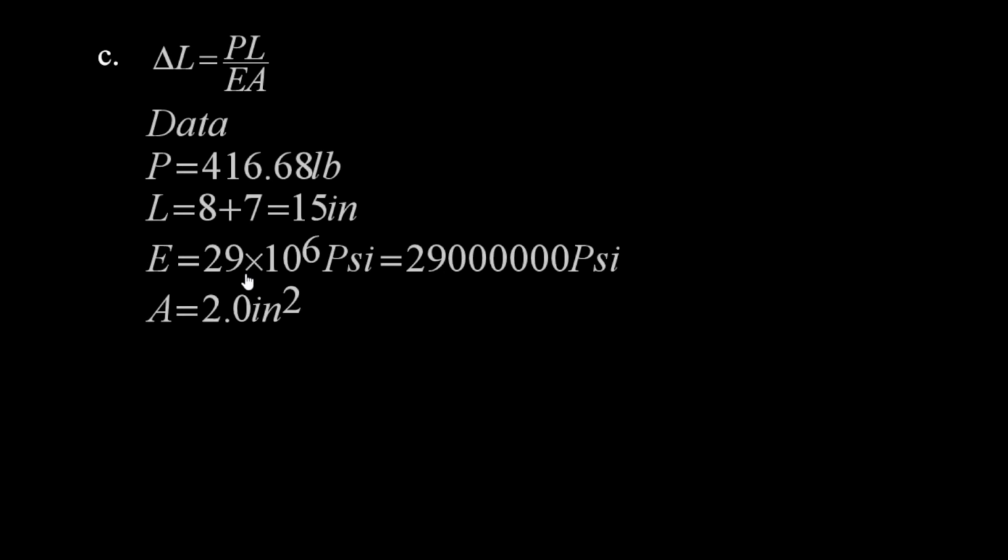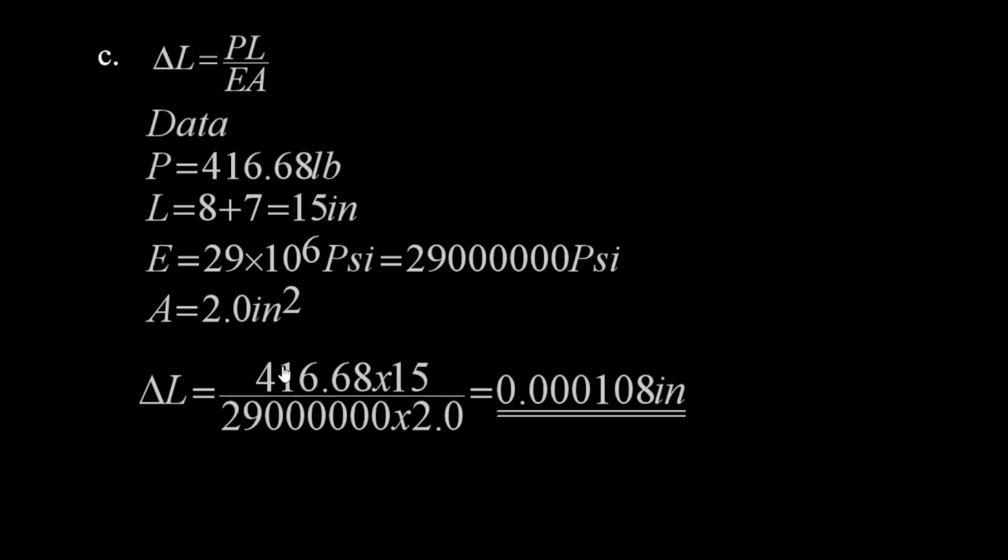So basically, you put your data down. When you put your data down, then you go on to solve for your change in length. That is just formula work. Then solve for change in length, and that will be it for C. Now we move on to D.